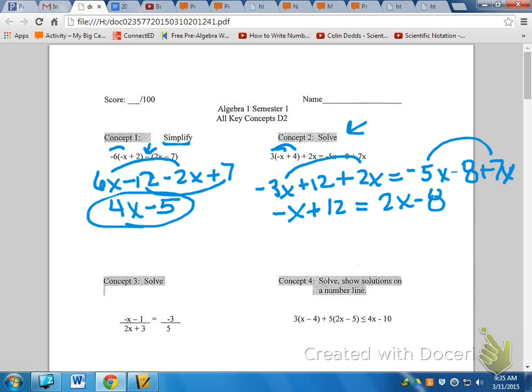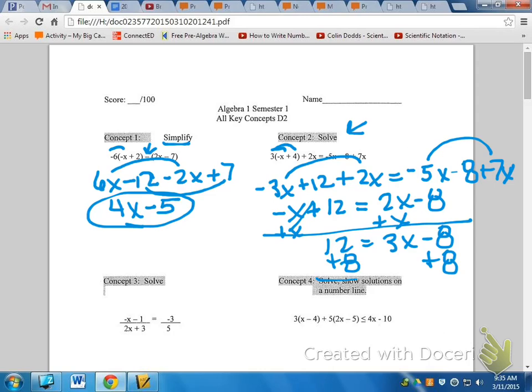Now I'm going to bring my variables together by adding x. So 12 equals 3x minus 8. And I'm going to solve for x by adding 8. 20 equals 3x, and I'm going to divide by 3. So x equals 20 thirds.